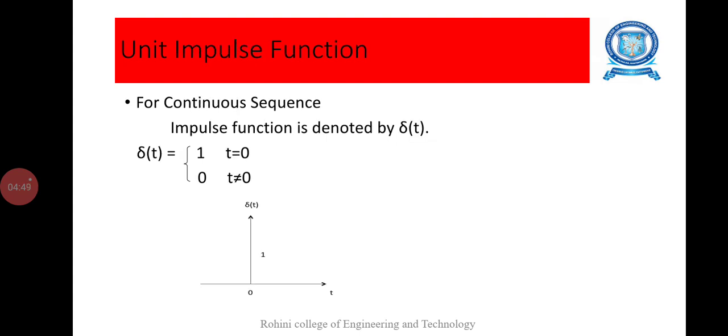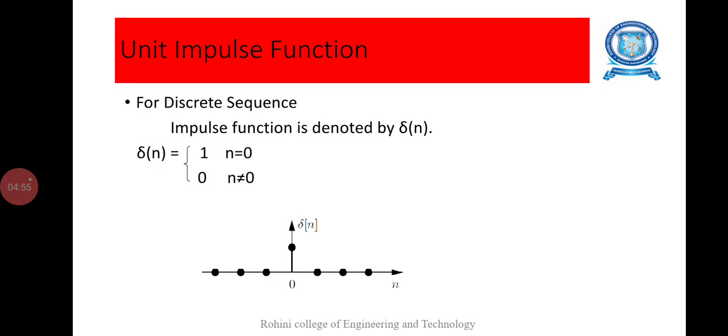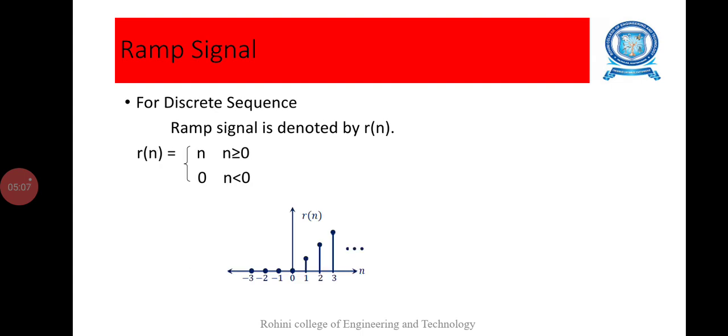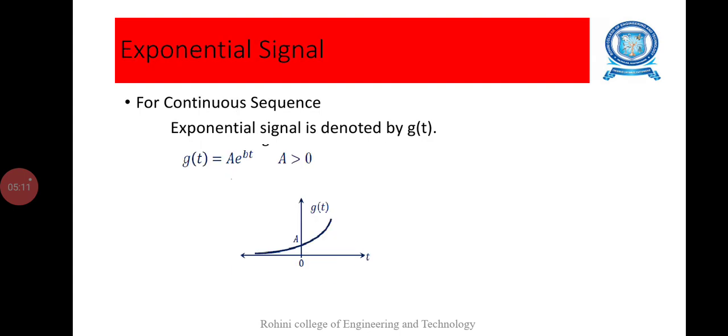In the case of impulse signals, in the continuous case it is defined as delta of t equal to 1 for t equal to 0 and 0 for t not equal to 0. For the discrete case, delta of n equal to 1 for n equal to 0 and 0 for n not equal to 0. And the ramp signal r of t equal to t for t greater than or equal to 0 and 0 for t less than 0. r of n equal to n for n greater than or equal to 0 and 0 for n less than 0.